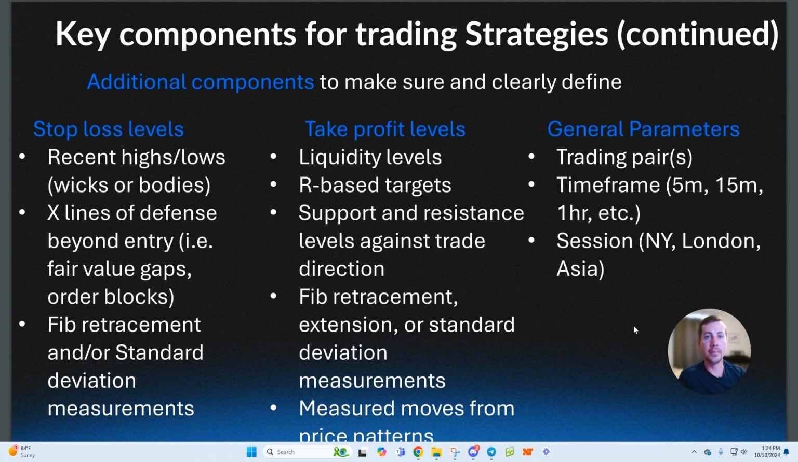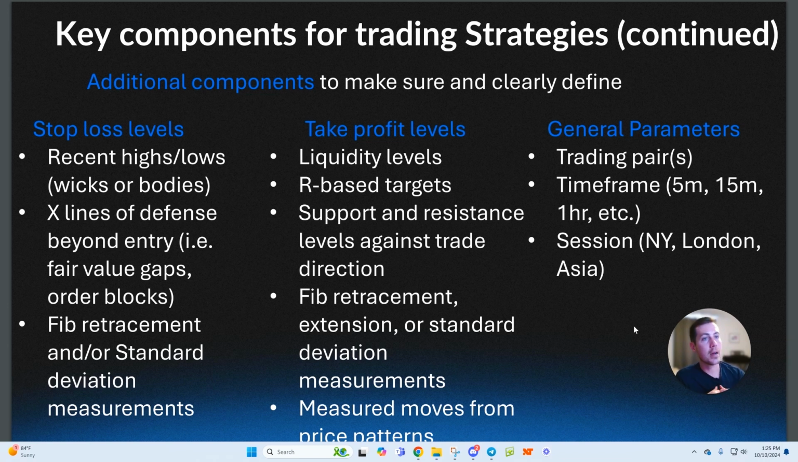You can also look for fib retracement levels, or some people use standard deviation measurements for where their stop loss is, especially if it's based on a range breakout or something like that. Take profit levels, just the same. You want to have that clearly defined, whether that's a liquidity level you're targeting, or maybe it's just a fixed target of 3R per trade or 2R per trade. You could look for support and resistance levels against the trade direction.